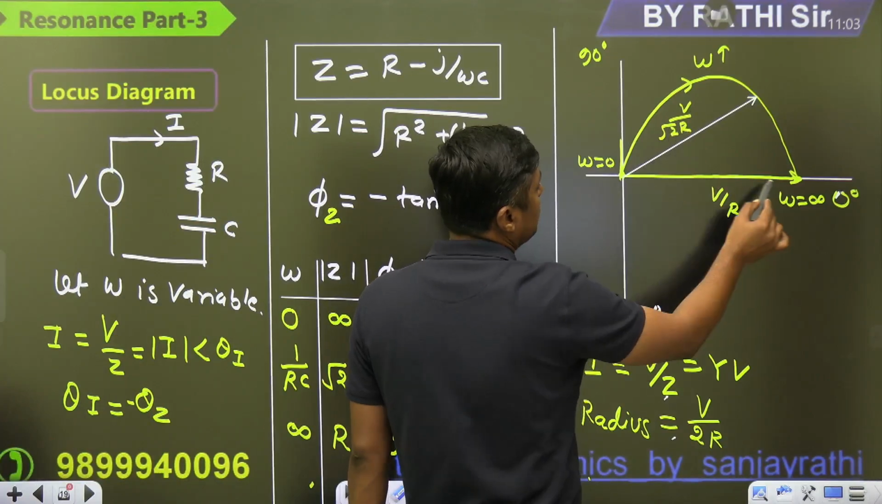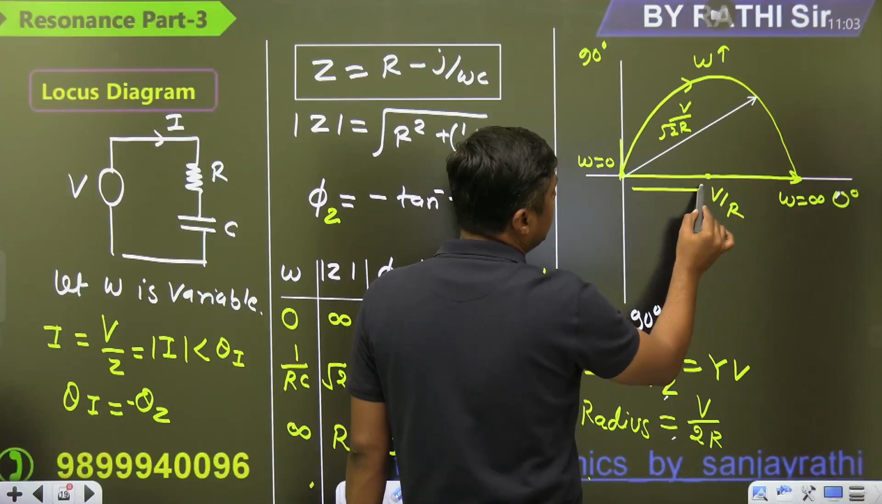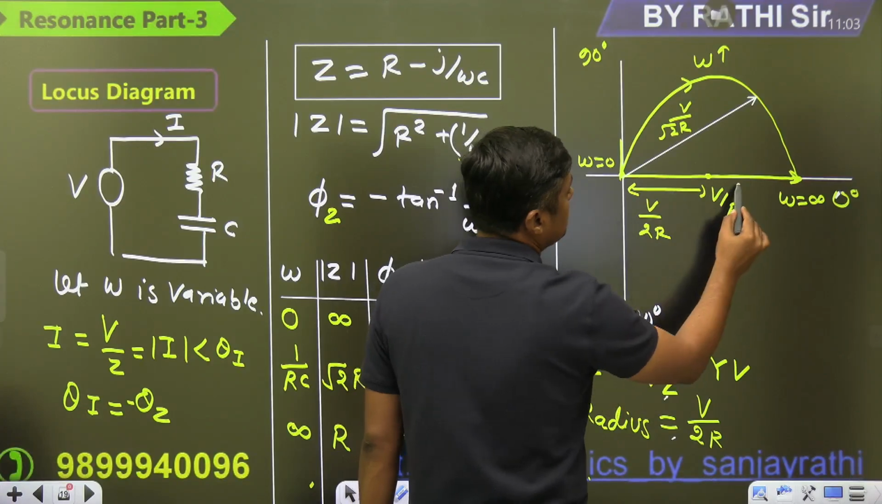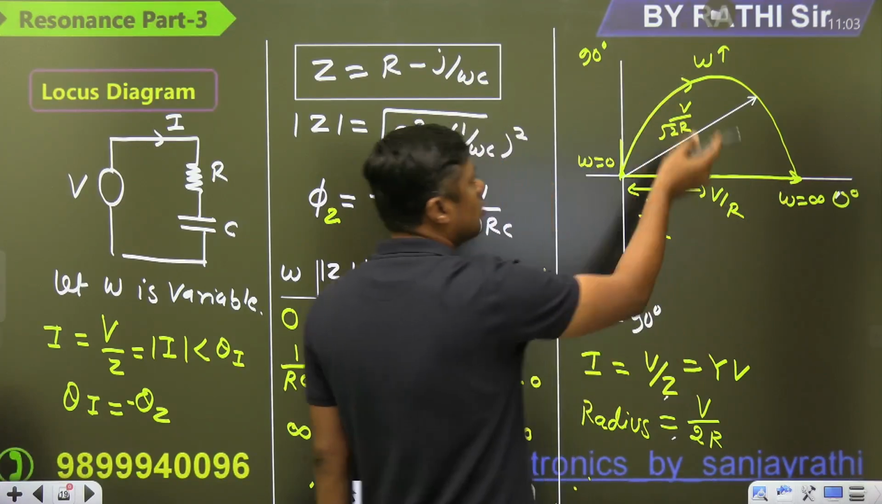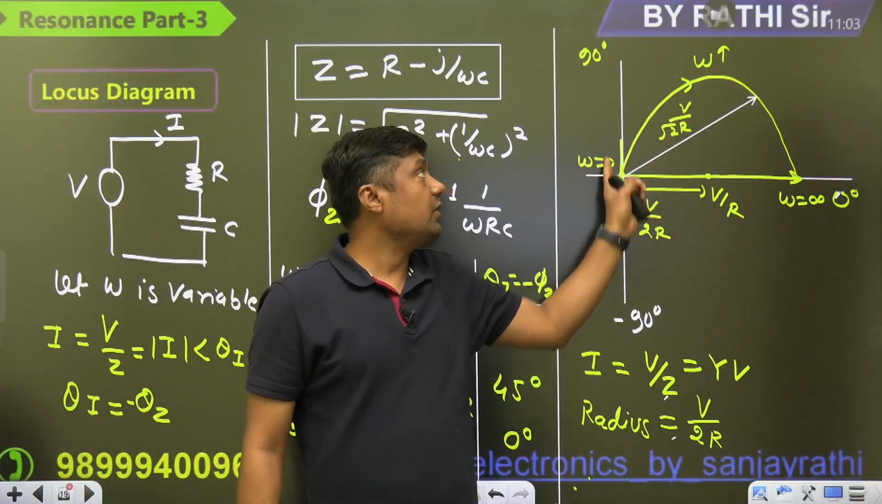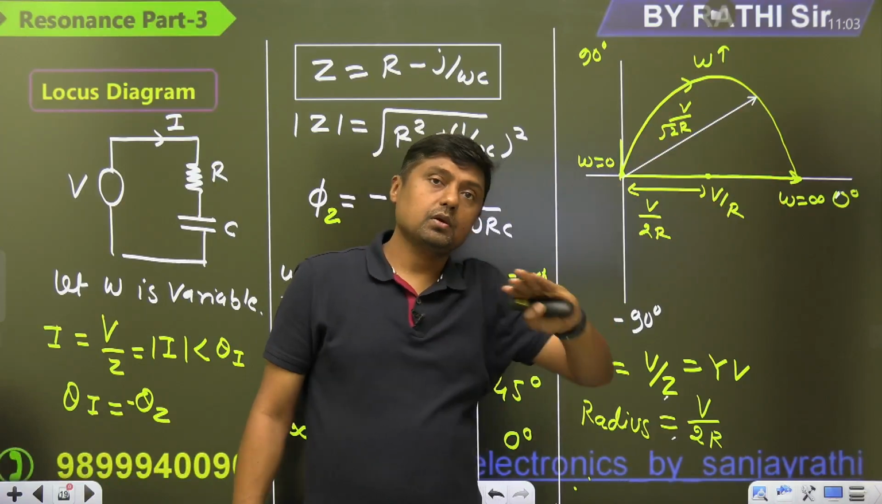And this length is what? V by R. And what is the radius? Half of that. V by 2R. This portion is also V by 2R. That is called locus. It will vary from 0 to what? Infinite, and angle will vary from 90 degree to what? 0 degree. Okay.